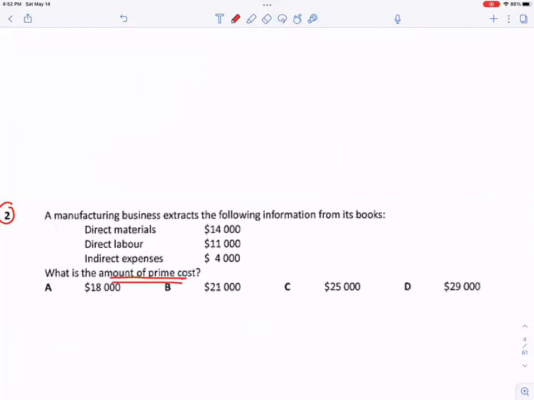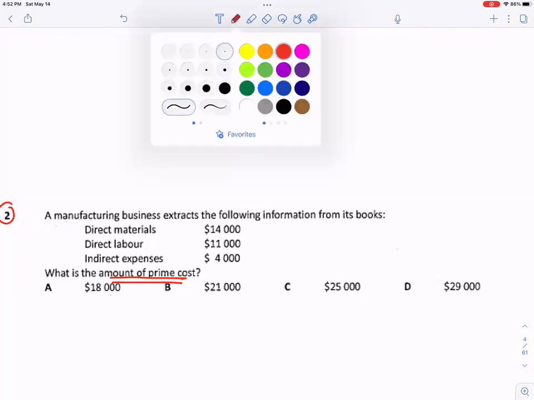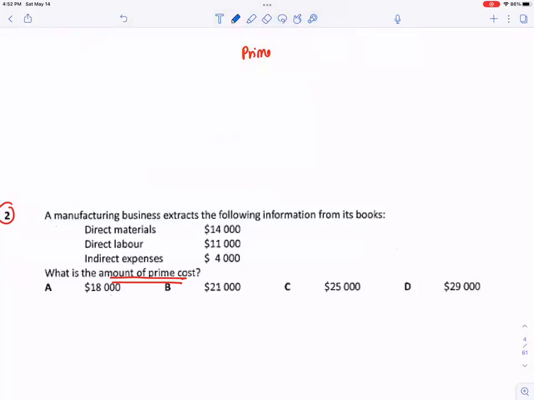Come on, second one. What is prime cost? We add all of them. So all? 25 minus 4. Only 21. Prime cost is made up of direct material plus direct labor. This is direct material, this is direct labor. So direct minus indirect. Why minus? What do you want to minus? Prime cost is direct material, direct labor plus direct expenses.